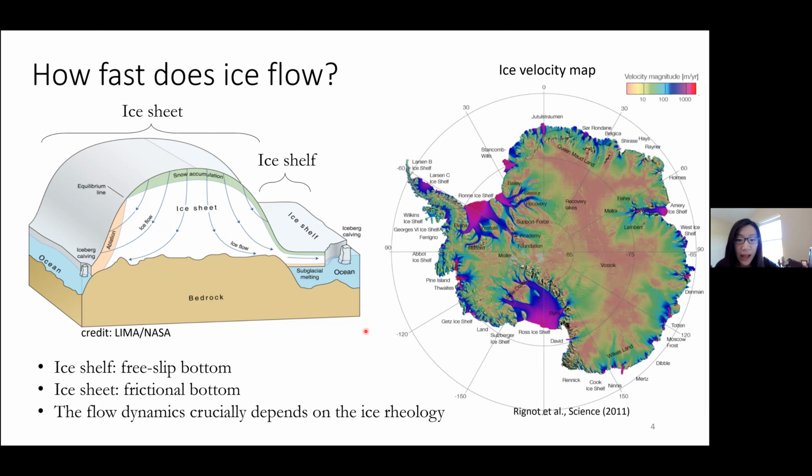Note that this cartoon is exaggerated in the vertical scale. The actual ratio between the thickness and the length of the ice sheet is about 1/1000. So this is a very thin layer of flowing ice.